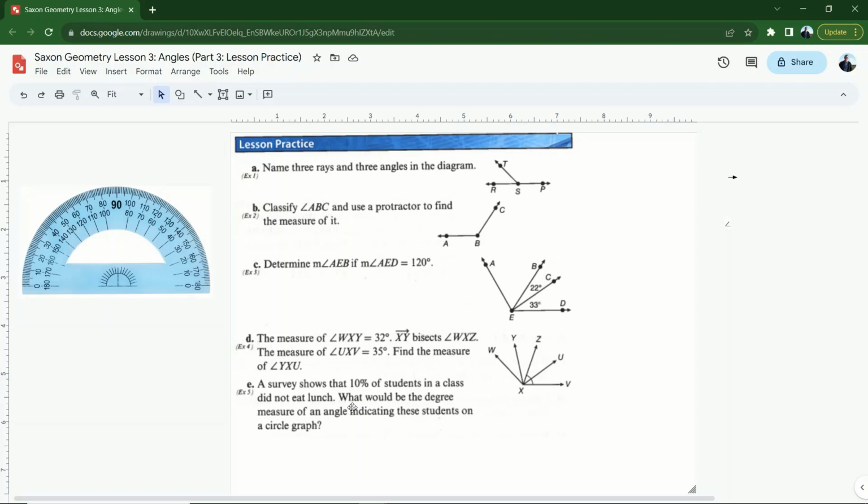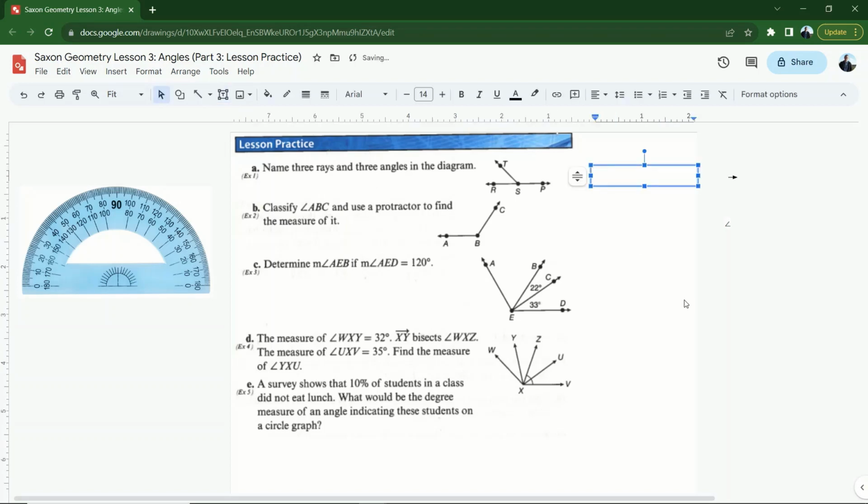Right, here we go. Five practice problems, and these range from the easy to the not so easy. So let's get started. Letter A asks us to find 3 rays and 3 angles in the diagram.